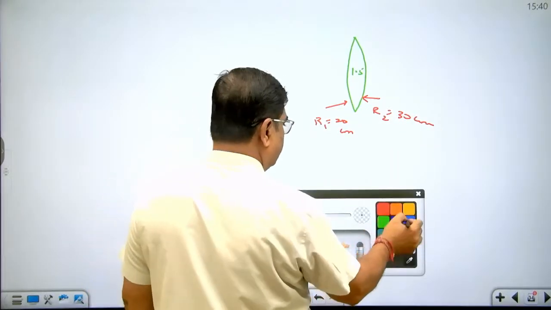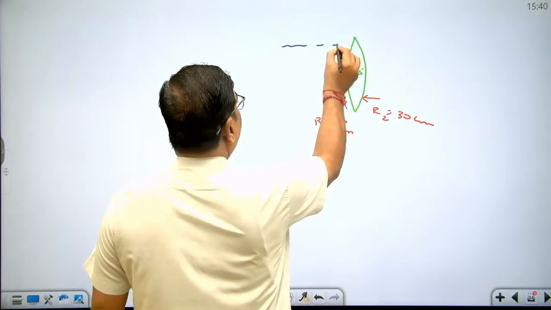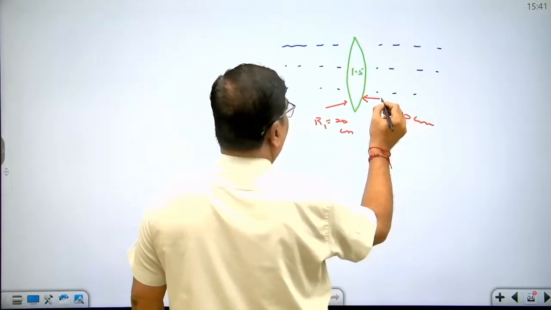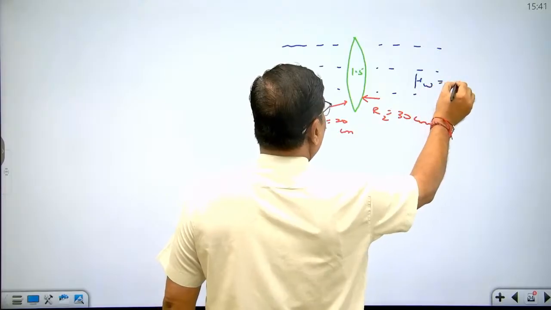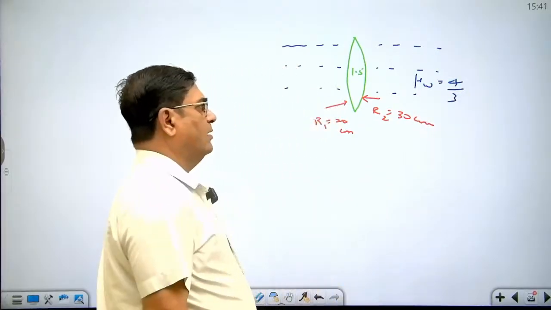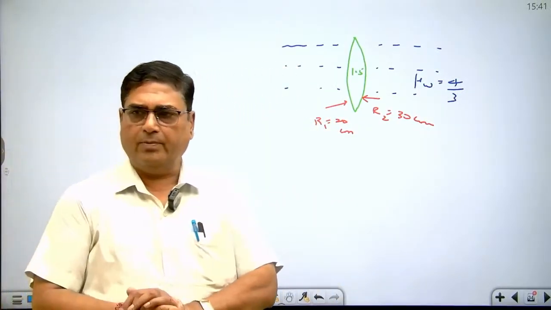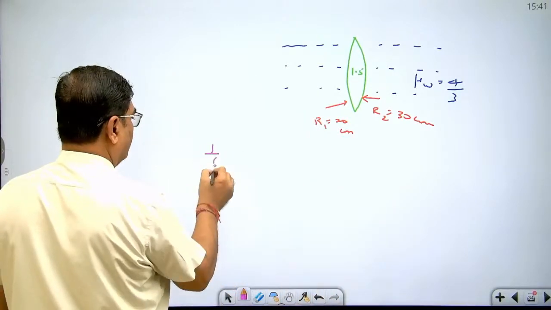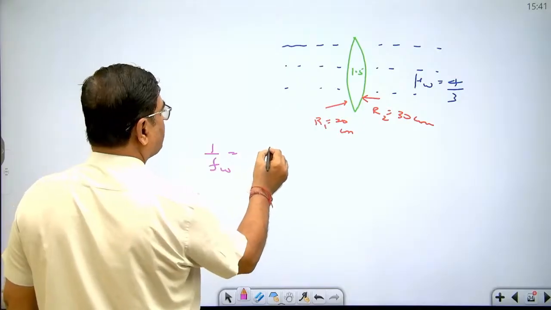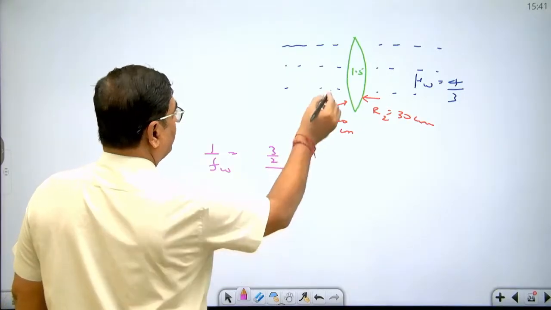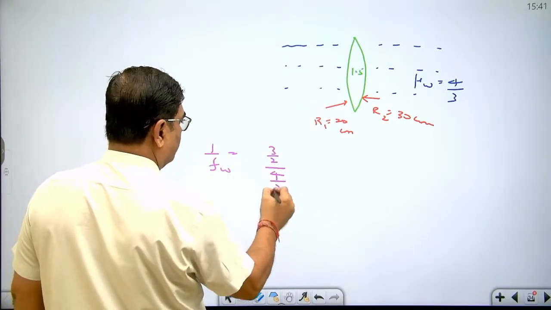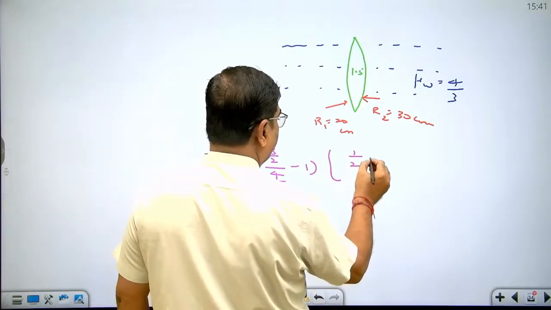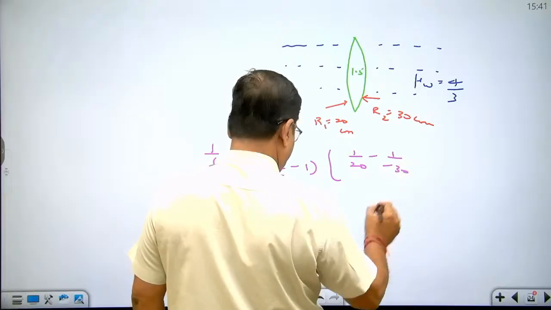Dear student, now the lens is kept in water. Now let's start problem solving. We can write 1 upon F in water equal to what? Mu minus 1, mu relative, mu of lens with respect to medium, that is water, minus 1, into 1 upon R1 minus 1 upon R2. R1 is positive and R2 is negative again.